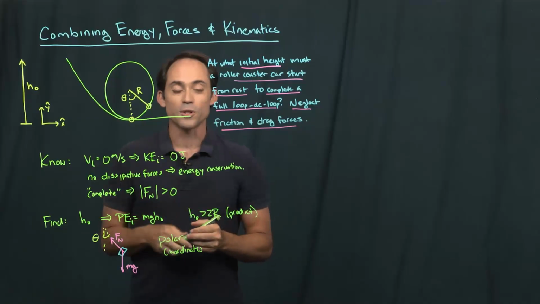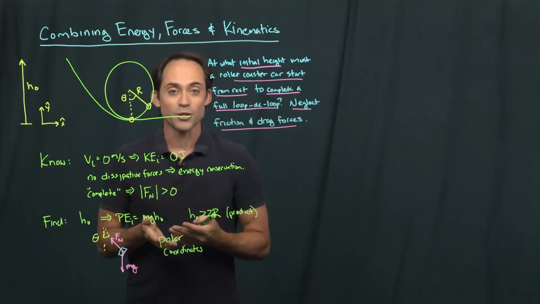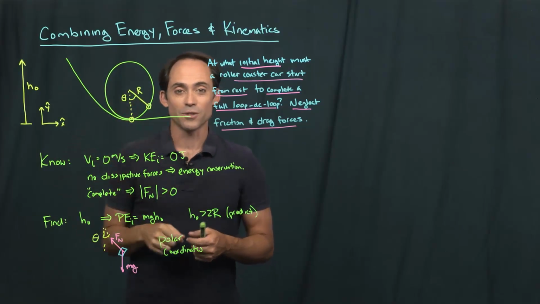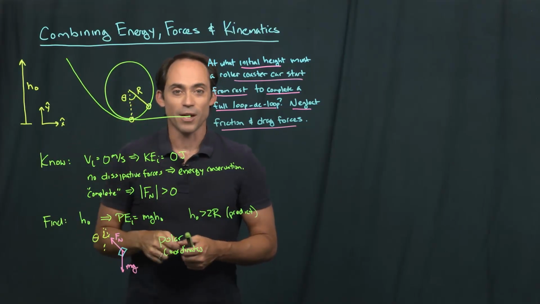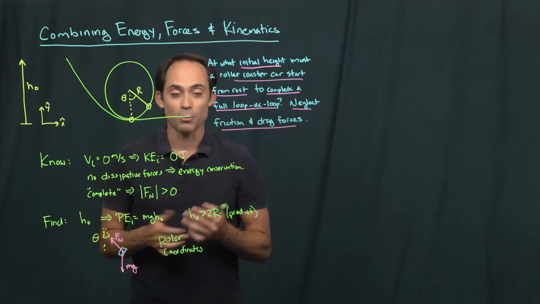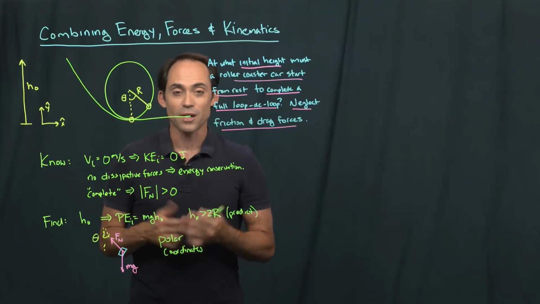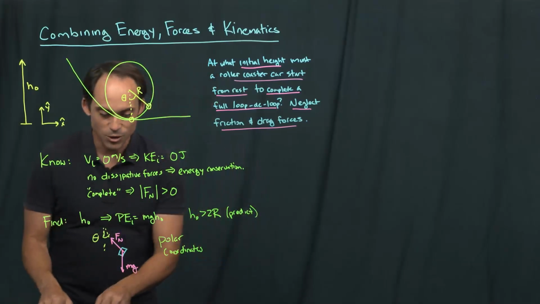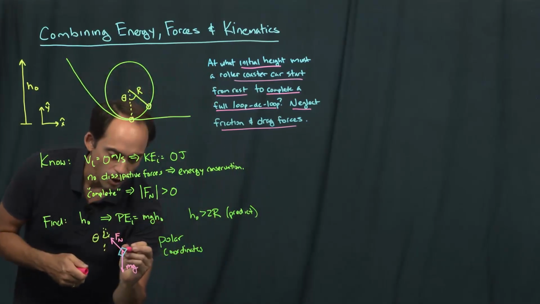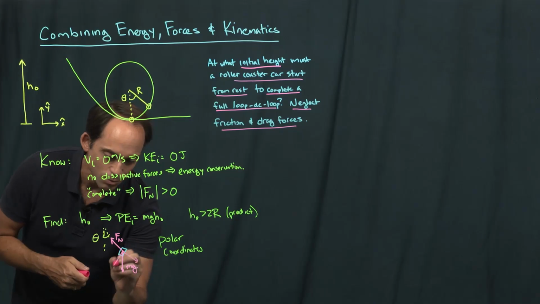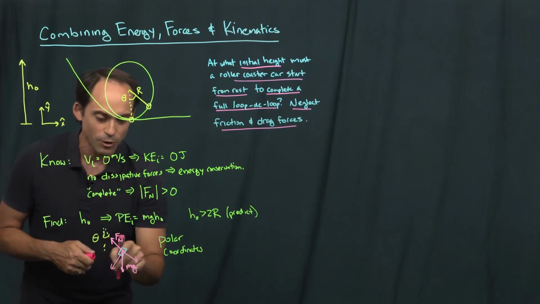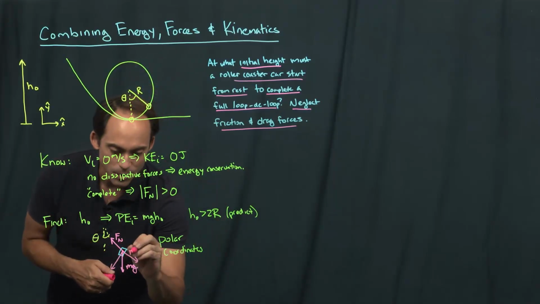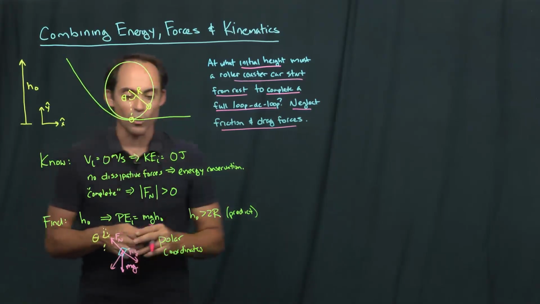Fortunately, the normal force is always going to point in the radial direction, or I should say inward in the radial direction, because it's always perpendicular to the circle. But this gravity vector is always pointing straight down, and so we have to break that vector up into its components along the polar coordinate system that we're using. And so that means just looking at the portion of the weight vector that's perpendicular to the normal force and parallel to the normal force. And that's going to be mg times sine or cosine.